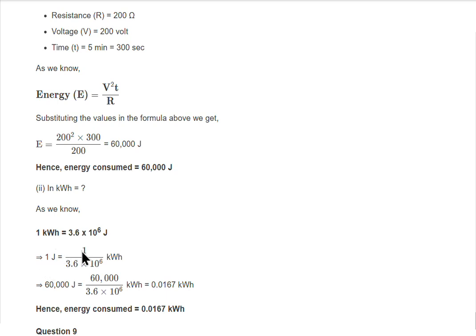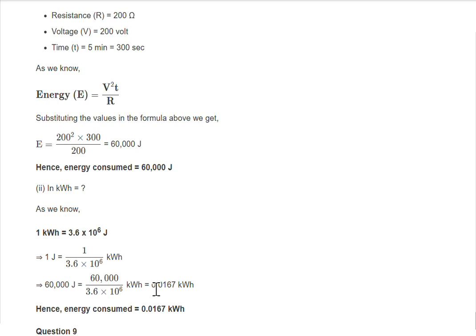So 1 kilowatt hour we know is 3.6 times 10 to the power 6 joule. So 1 joule will be 1 divided by 3.6 times 10 to the power 6. So 60,000 — unitary method in mathematics that you need to remember. 60,000 joule means how many kilowatt hour? That is, 1 multiplied by 60,000. So 60,000 divided by 3.6 times 10 to the power 6.